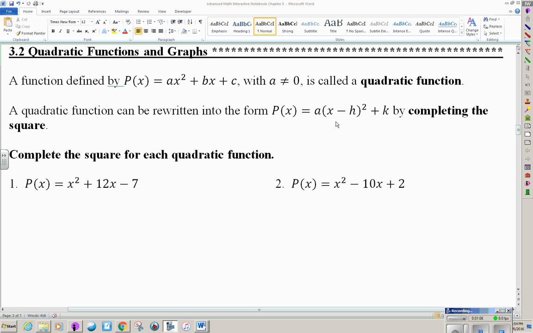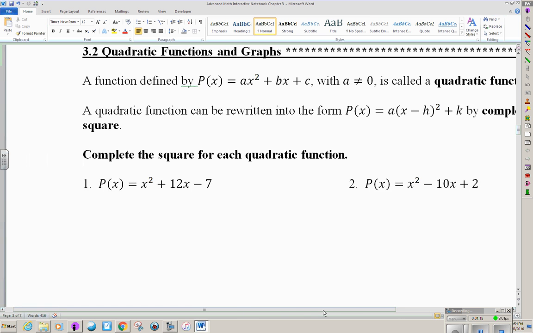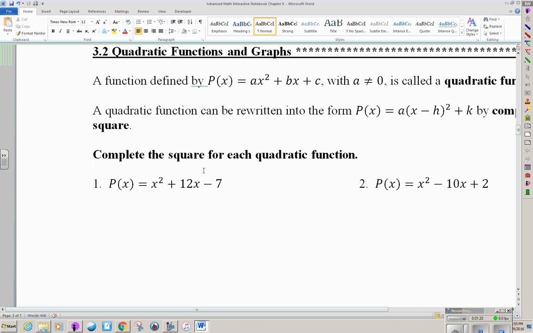So to complete the square, notice we want an x minus h, the quantity squared. So we need a perfect square trinomial that we can factor into that form. To do that, we have to follow several steps. So let's look at this first one here. Complete the square for each quadratic function. Number 1, p of x equals x squared plus 12x minus 7.